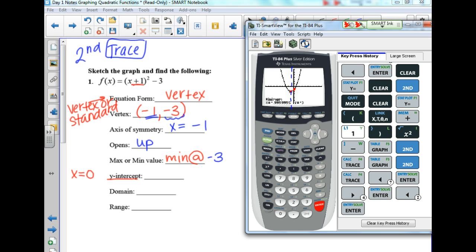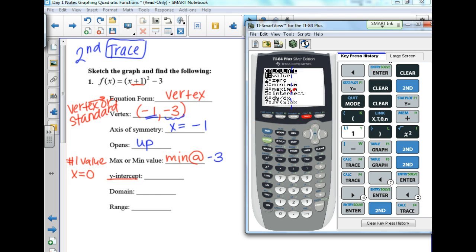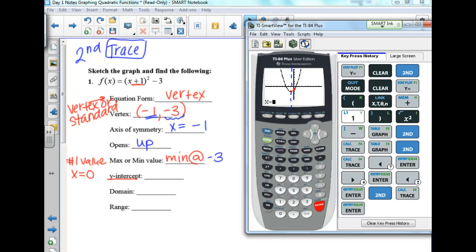So we're going to use number 1 that says value. You go back, again, you're still using second trace. You're going to use it this whole time. Second trace, and we want number 1 that says value. Value says you can put in any x value and it'll tell you the y value. So we're going to put in x equals 0 every single time. Press enter, and it gives you the y-intercept, 0, -2. Yes. For y-intercept every single time.